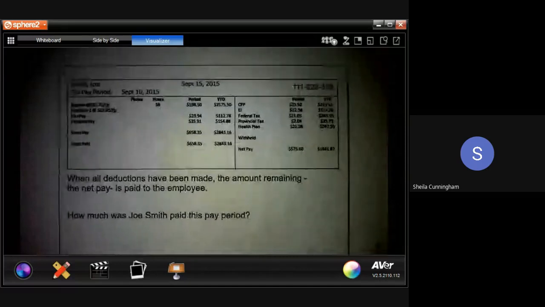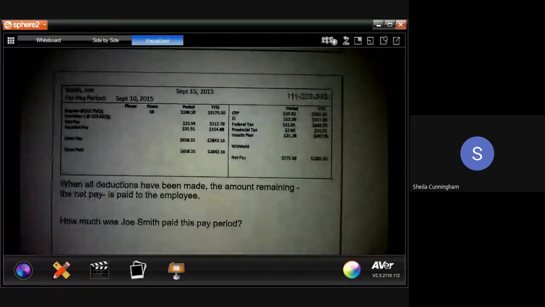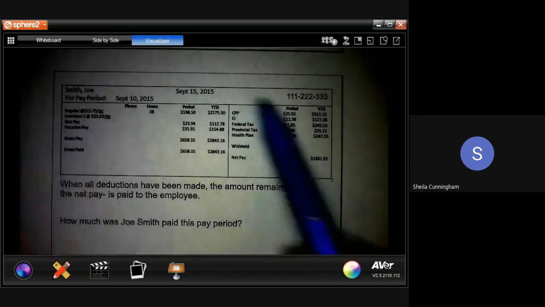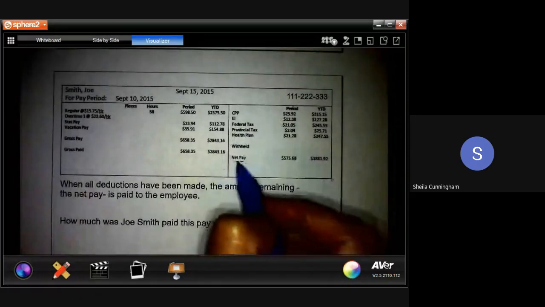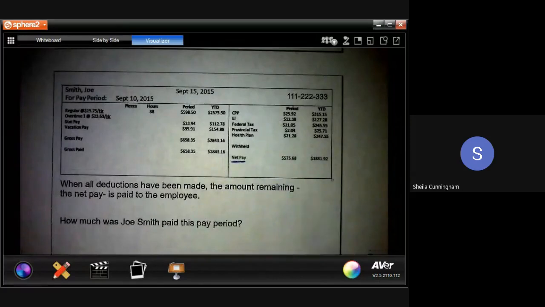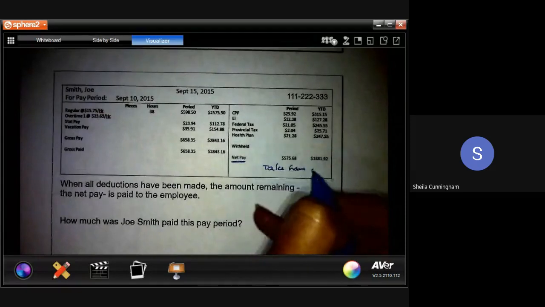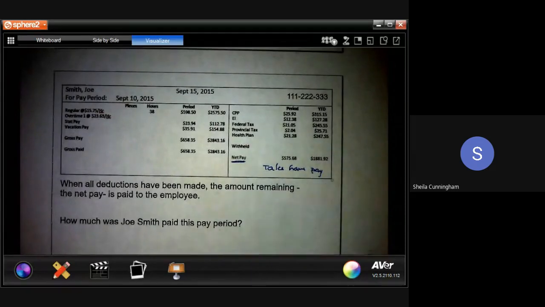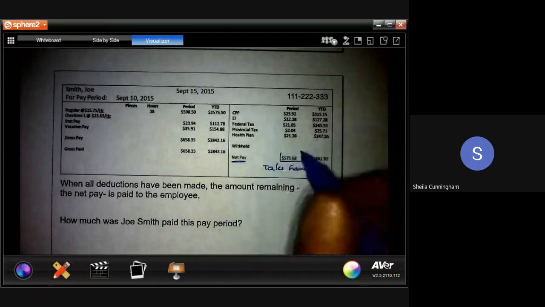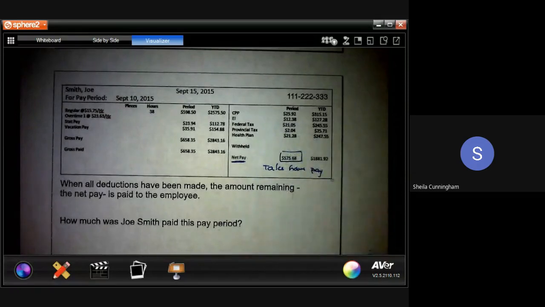So when all of your deductions have been made, you take all of those deductions off, and then you get to what you actually take home. In this case, Joe is, when we look down here, this piece right here called net pay, that's the actual take home pay. So this is what Joe is putting in his pocket. This net pay right here, $575.68, that is his net pay. That is what he is walking home with.